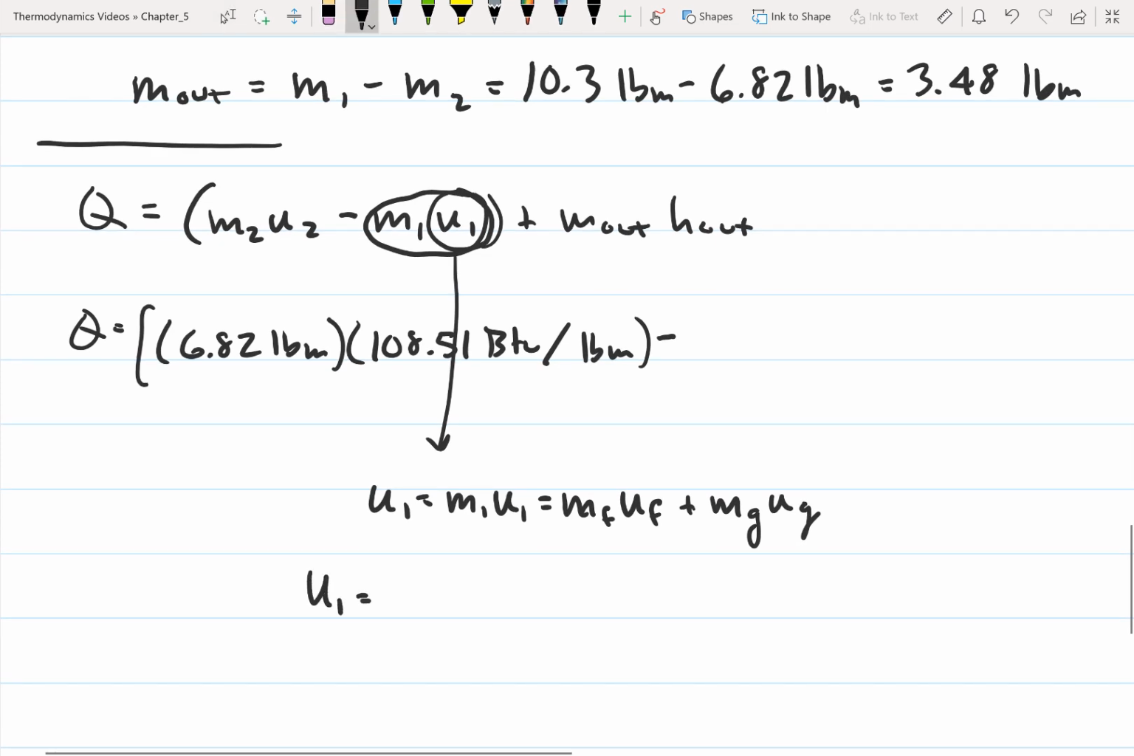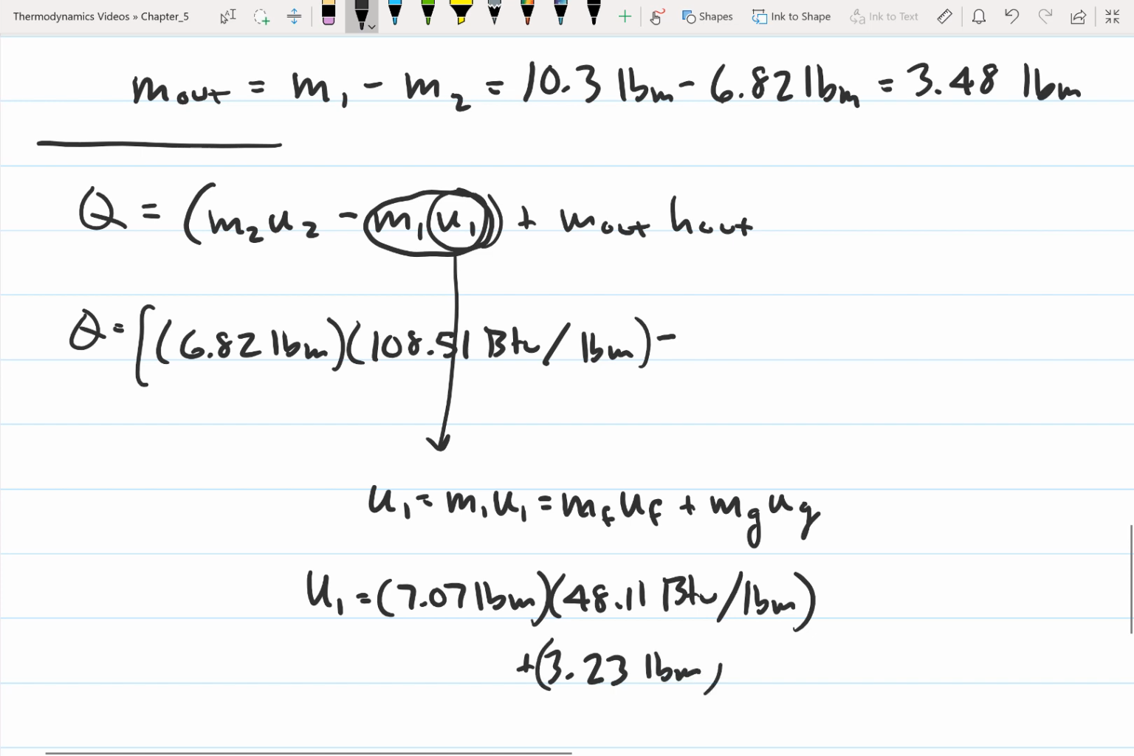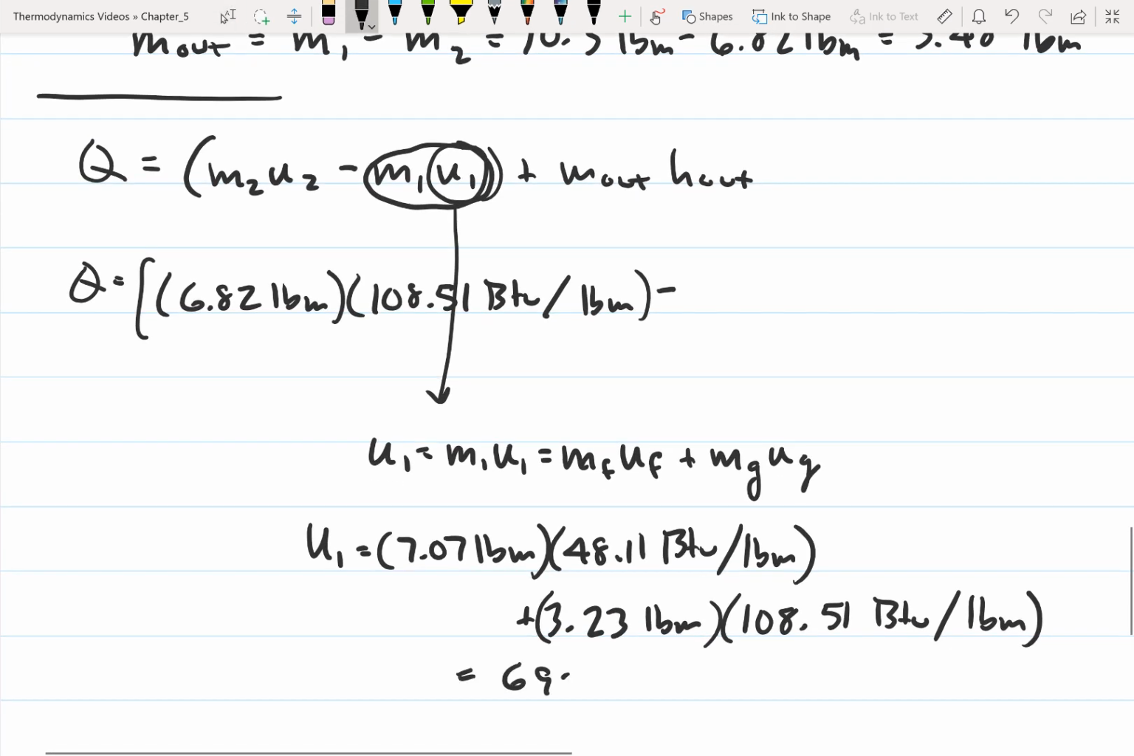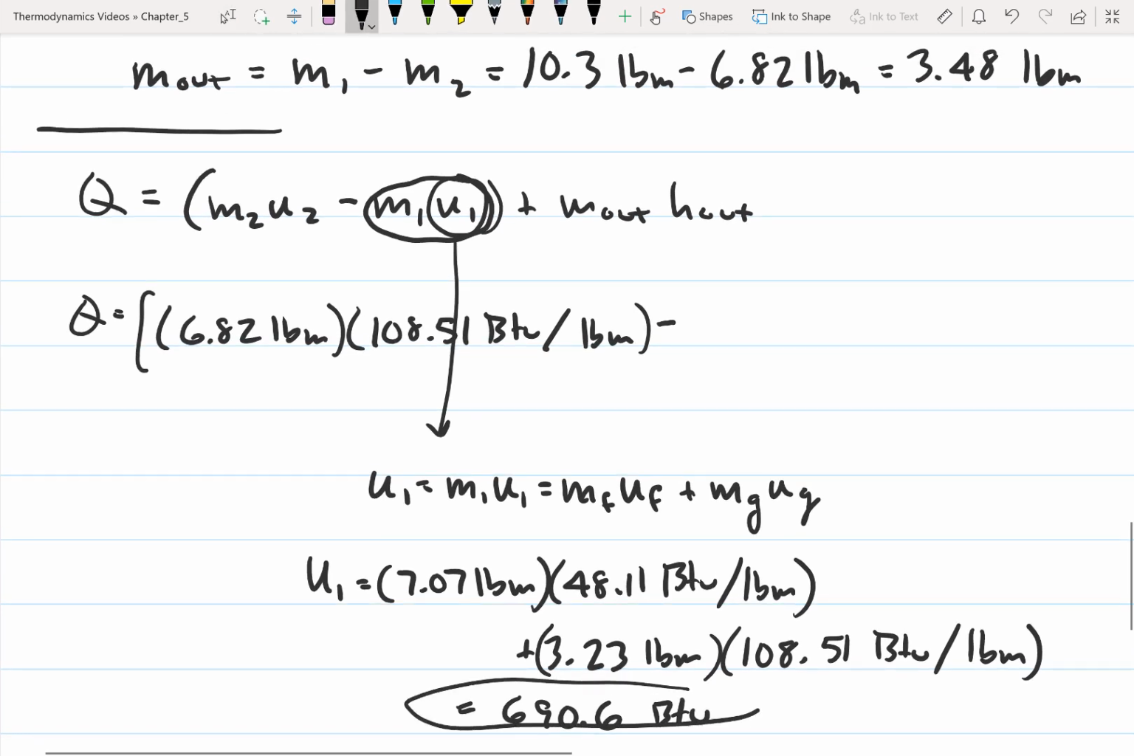So then U1, this is a big U, is equal to 7.07 pound mass multiplied by 48.11 BTU per pound mass plus 3.23 pound mass multiplied by 108.51 BTU per pound mass, and this works out to 690.6 BTU. So then what I'm going to do is just plug this directly into this equation.